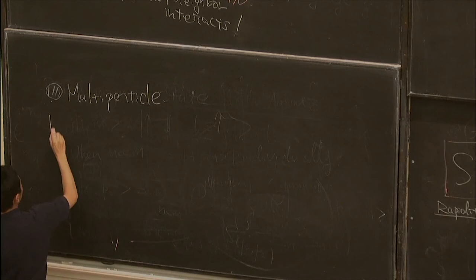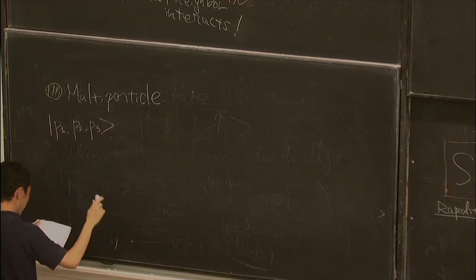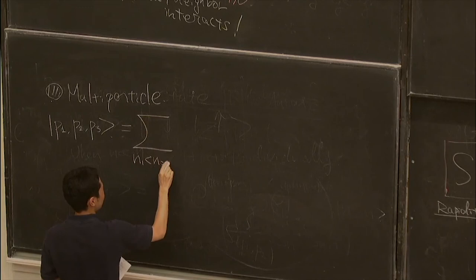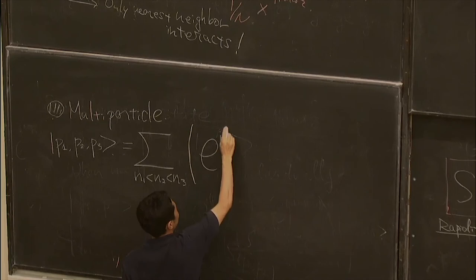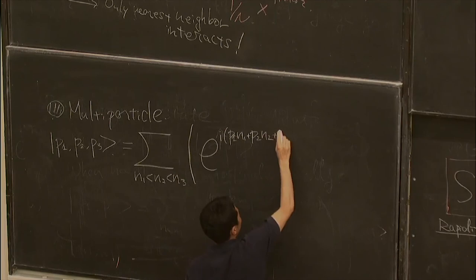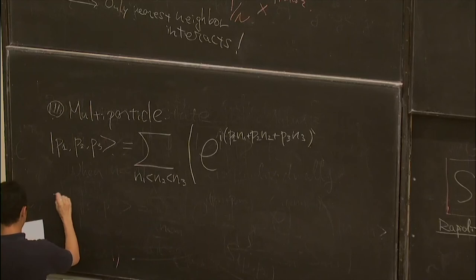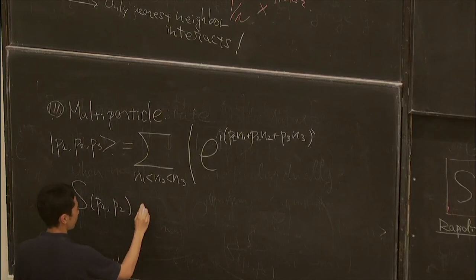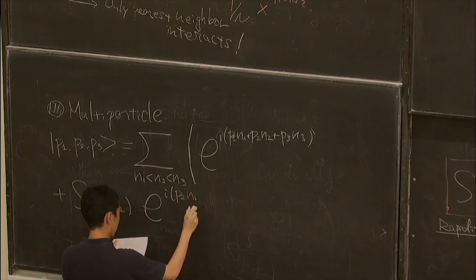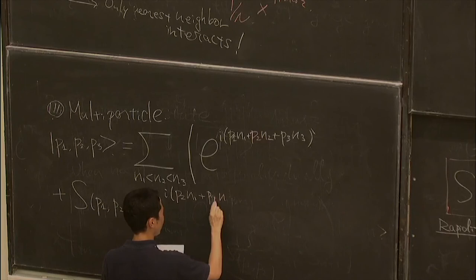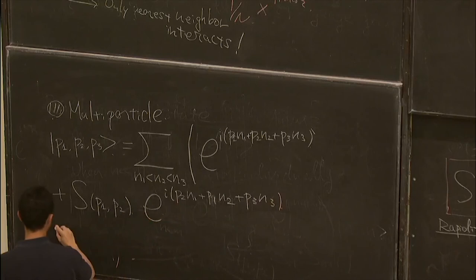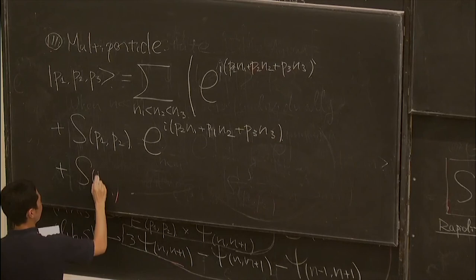And it turns out, in the case of three particles, the correct wave function is given by something like this. So you have n1, n2, and n3. And there is one term, e^{i(p1 n1 + p2 n2 + p3 n3)}. And there is a second term, S(p1, p2), where now there is a plane wave where the momenta are permuted, p2 n1, p1 n2, plus p3 n3. And then, so there is yet another term. Well, there are actually many terms, but I'm going to write only several of them.